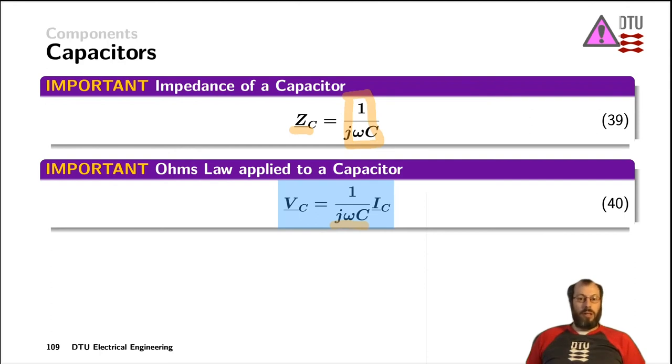Writing Ohm's law applied to a capacitor like this in the phasor domain includes the division with the factor of j omega in the phasor domain, which indicates the integration over time in the time domain. So the voltage as a function of time is 1 divided by the capacitance times the integration of the current of the capacitor over time.